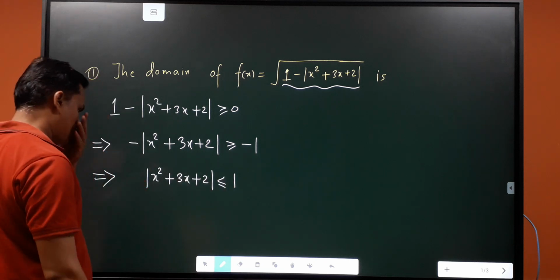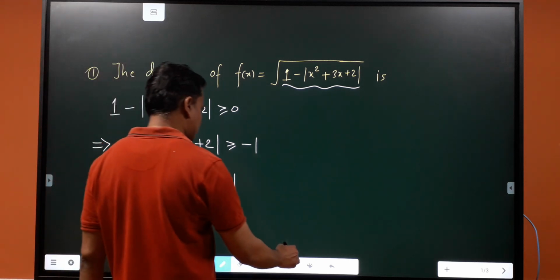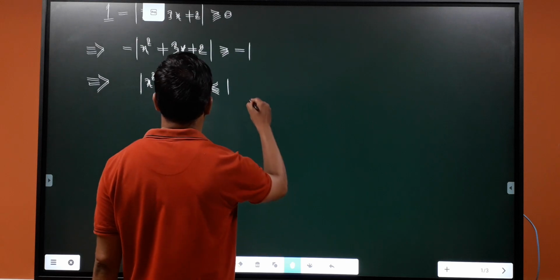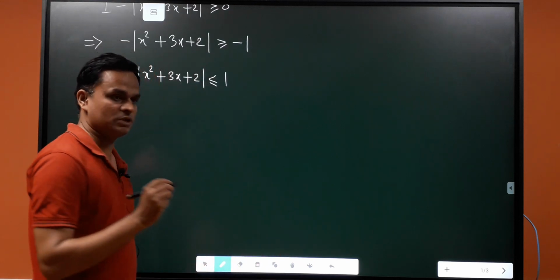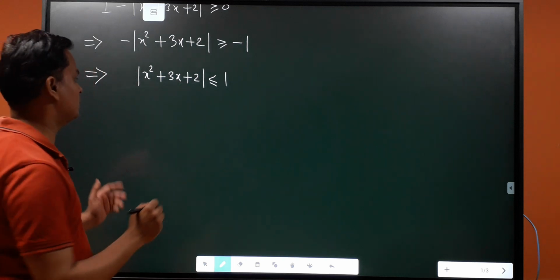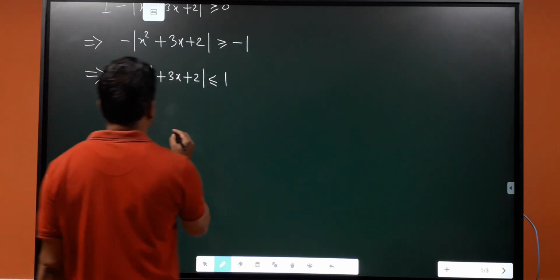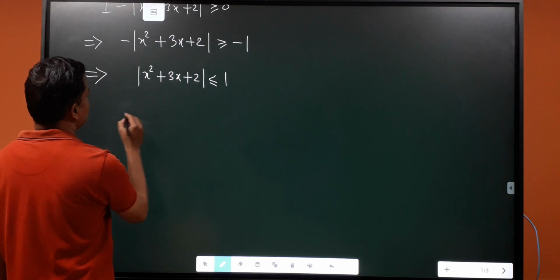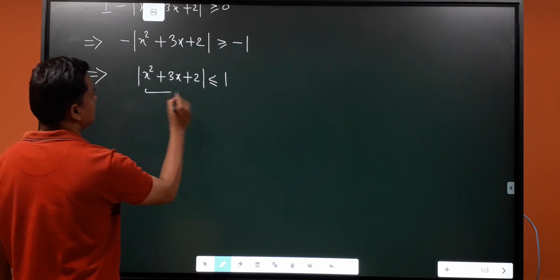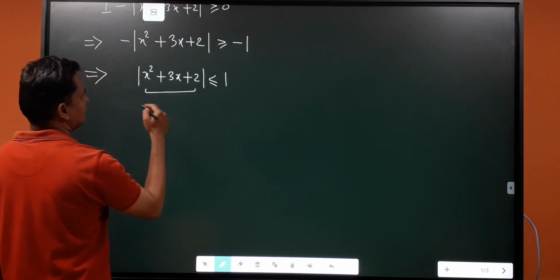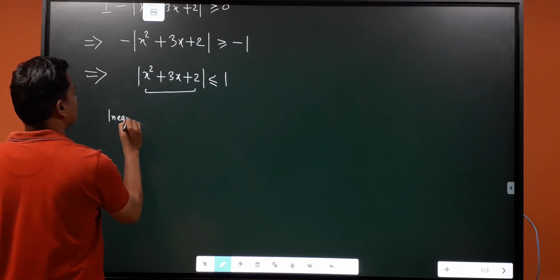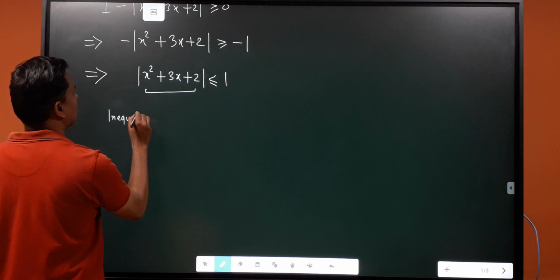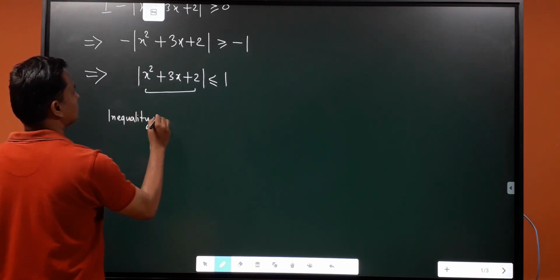Now from here there can be two inequalities. Depending upon the sign of x square plus 3x plus 2, we can get two inequalities. So the first inequality, inequality 1, is if the term inside the modulus is negative.